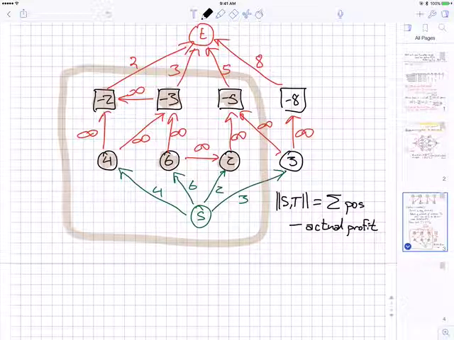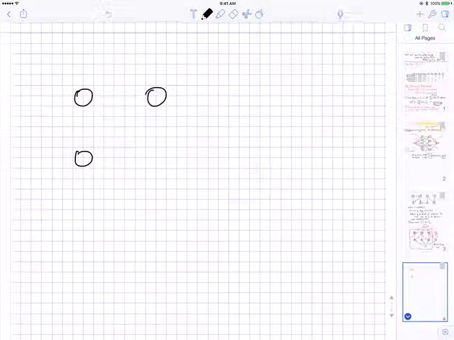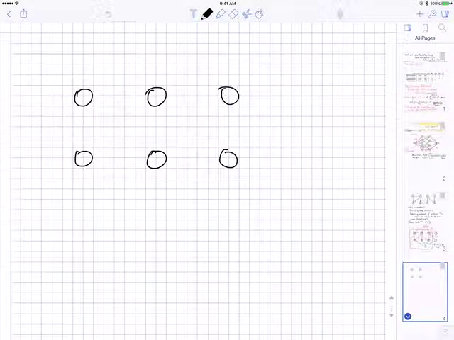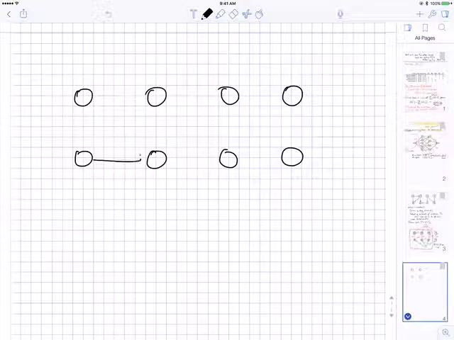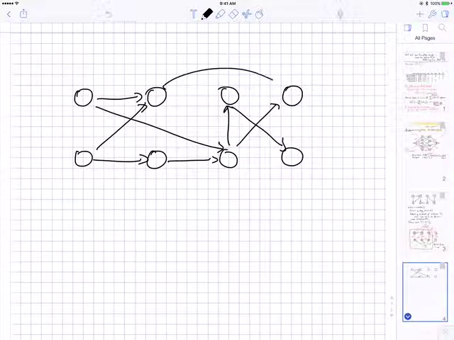All right, so I want to do one more example. And this one also involves a DAG and also doesn't involve topological sort. Let me just draw a simple DAG here. Just 8 nodes ought to be enough. So I've got multiple sources, multiple sinks. Okay, this looks like a reasonable DAG.